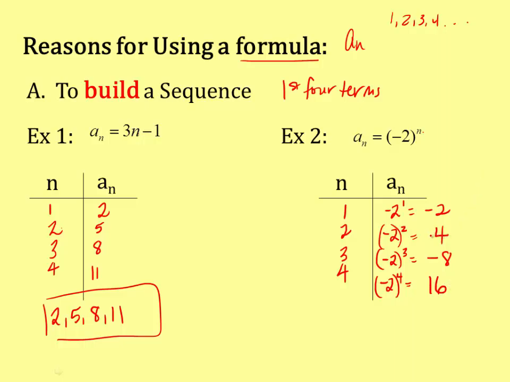Okay? So notice what happened. If what was inside was negative, and the power was odd, it stayed negative. If the power is odd, then whatever the sign is inside stays the same. If the power was even, it changed. Okay, hopefully you see that pattern. If not, you can always work it out. So my sequence then is negative 2, positive 4, negative 8, positive 16. There's that sequence.